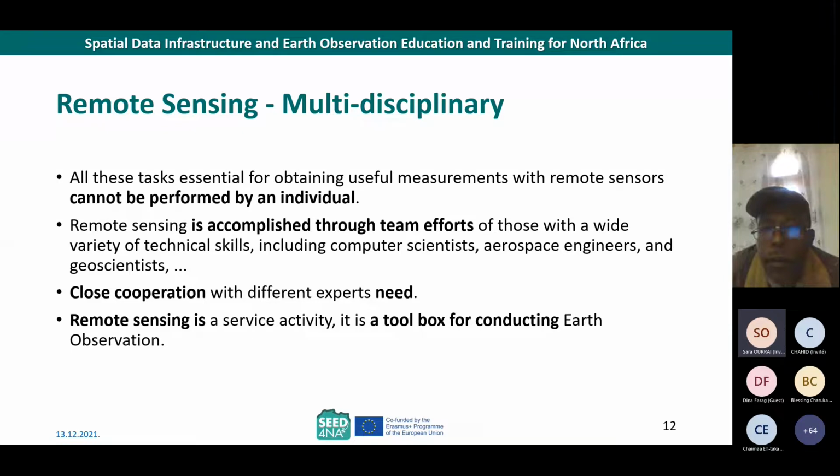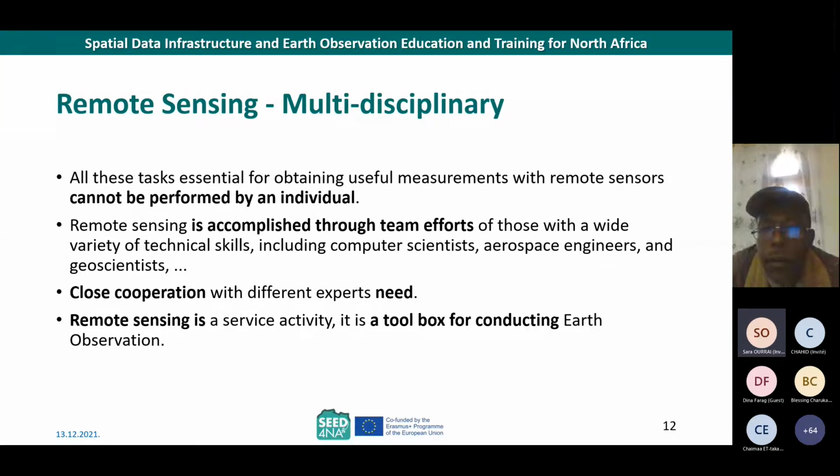So remote sensing is accomplished through team effort. Remote sensing is a team effort job, and it needs good collaboration of all these experts in the team. So close cooperation with different experts is needed, because if I want to help you or deal with some agricultural surface or some forest surface, I need to know what the forester or agriculturalist needs to get from their crops or for their surface. What are the indicators to conclude what they conclude?